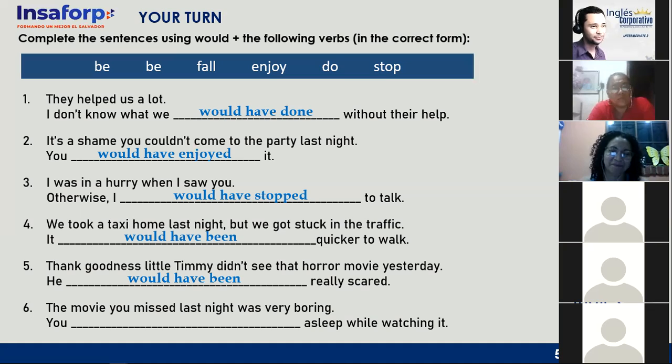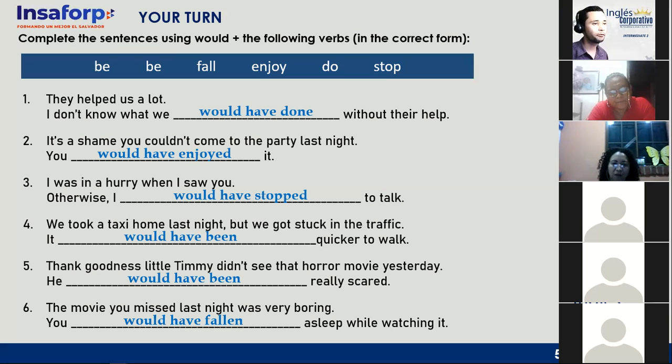And number six. The movie you missed last night was very boring. Who wants to try? You would have failed. Okay, but what's the past participle of fall? Fall. It's fallen. Fallen. Asleep, really, watch it. Okay. You would have fallen asleep while watching it. Thank you, Maritza. Very good.